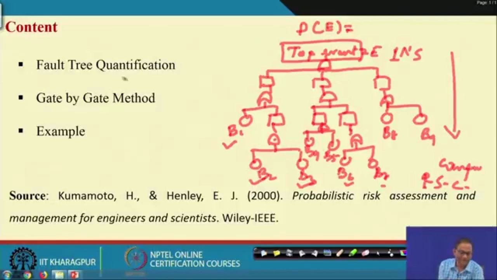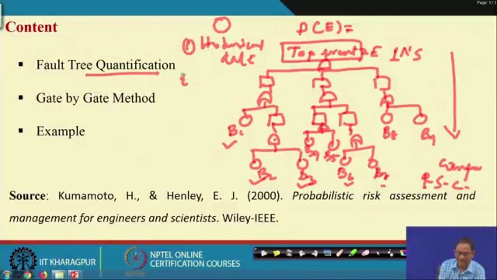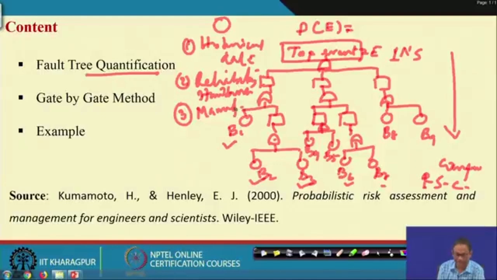So, that means what is required for fault tree quantification? In fault tree quantification, the first input is the qualitative fault tree. This qualitative fault tree links the top event to the bottom event or component level event. Then you need to know the component level probability or basic event probabilities. Basic event probabilities can be found from: number 1, historical data; number 2, a reliability handbook; number 3, maybe your manufacturer will specify it, manufacturer specification.